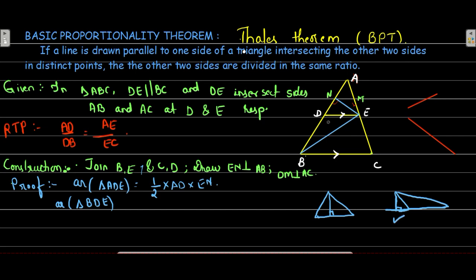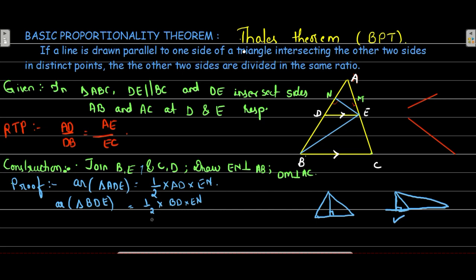So, from the triangle BDE, area of triangle BDE, how do we find? Half into base, what is the extended side? Half into EN is on the extended side of B, that is half into BD will be our base and height will be EN, okay, half into BD into EN.